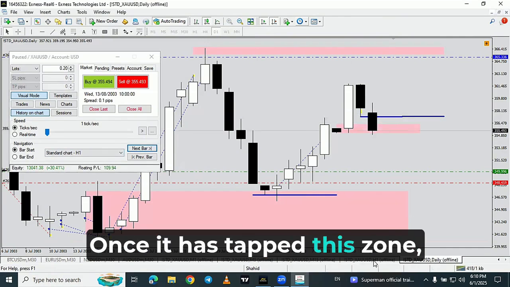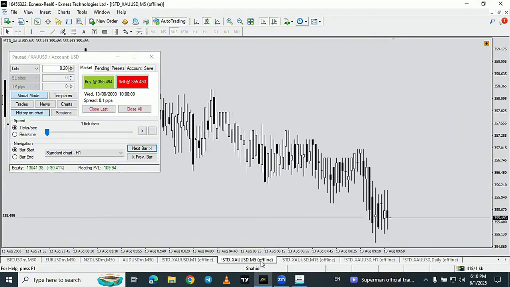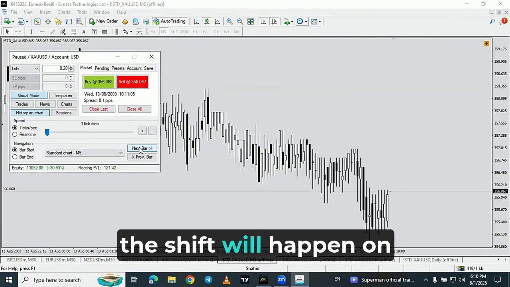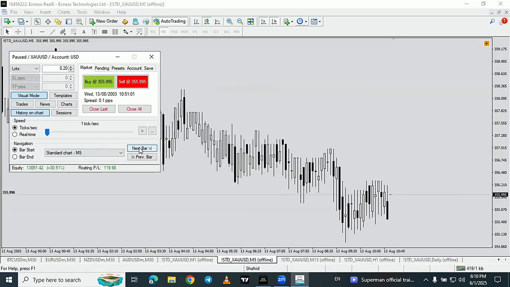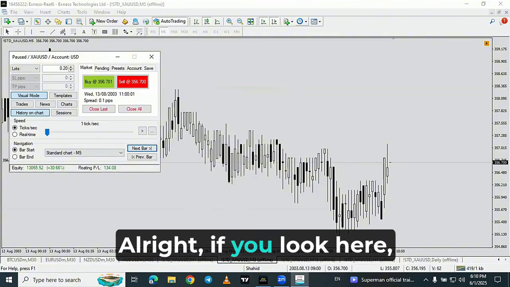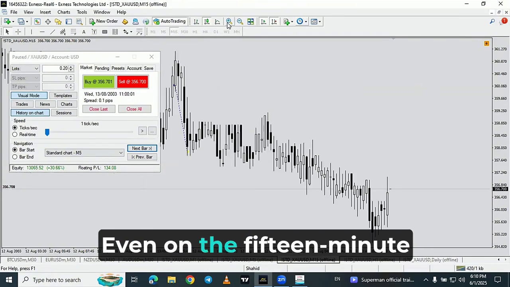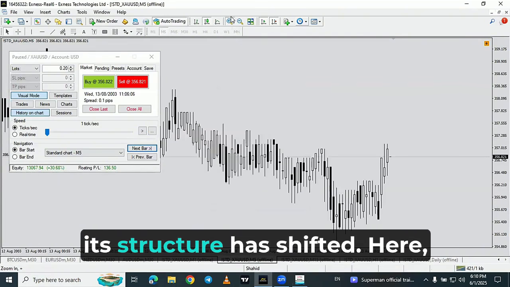Once it has tapped this zone, we'll wait for the structure shift on a smaller time frame. We'll wait for the shift on the 5-minute chart. First, the shift will happen on the smaller time frame. Alright, if you look here, its structure has shifted to the buy side. Even on the 15-minute chart, it hasn't shifted yet. But on the 5-minute chart, its structure has shifted.